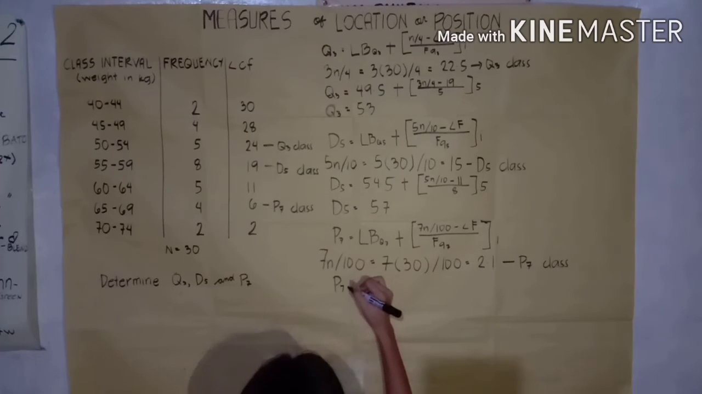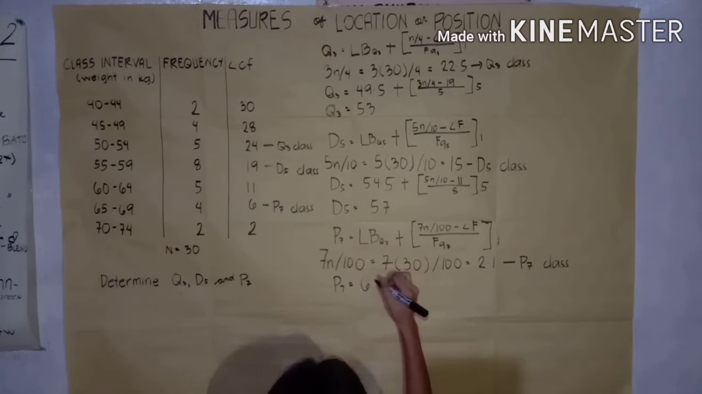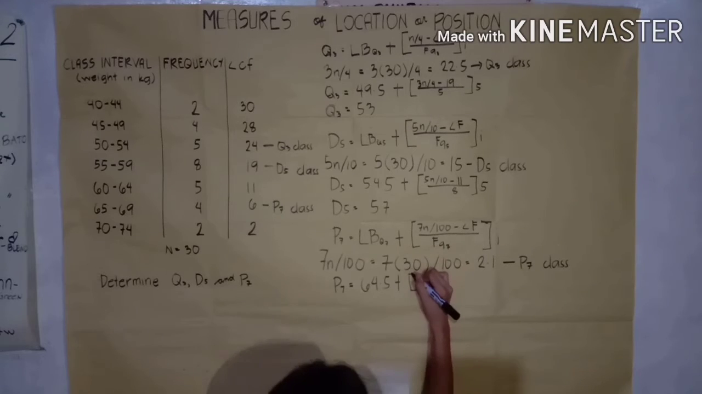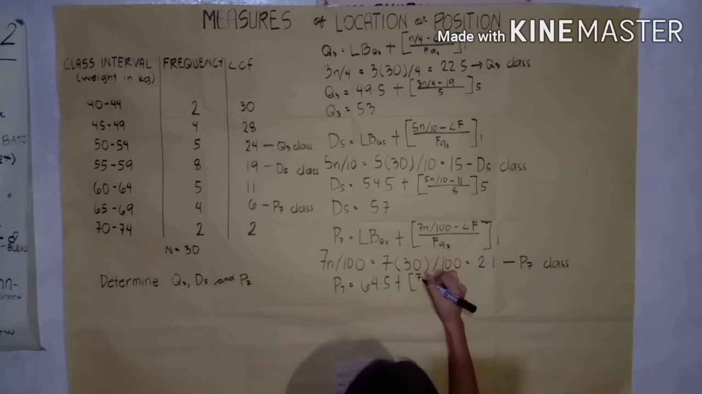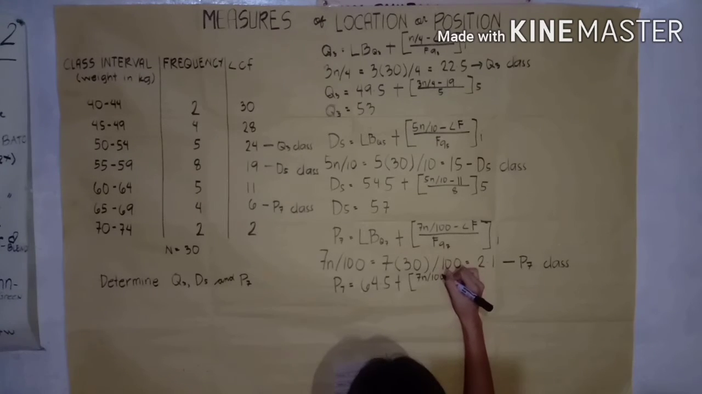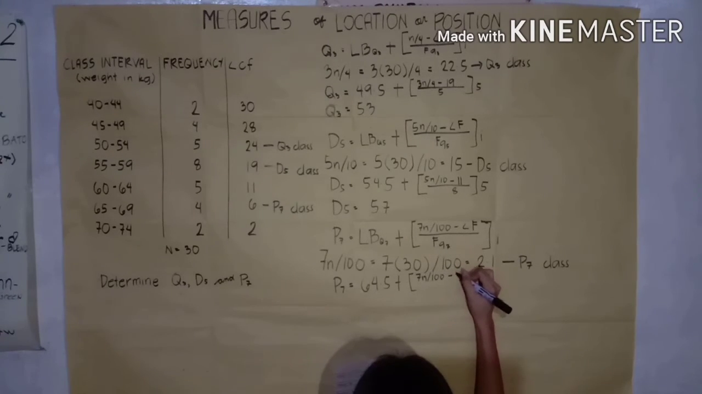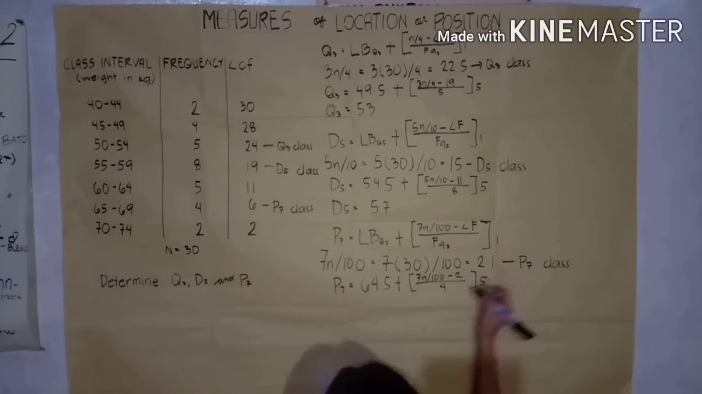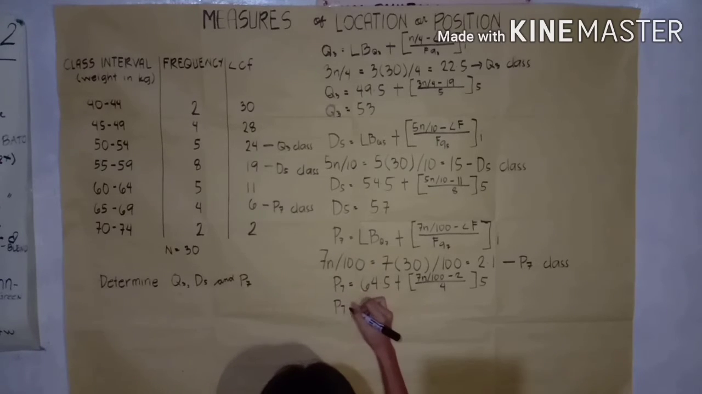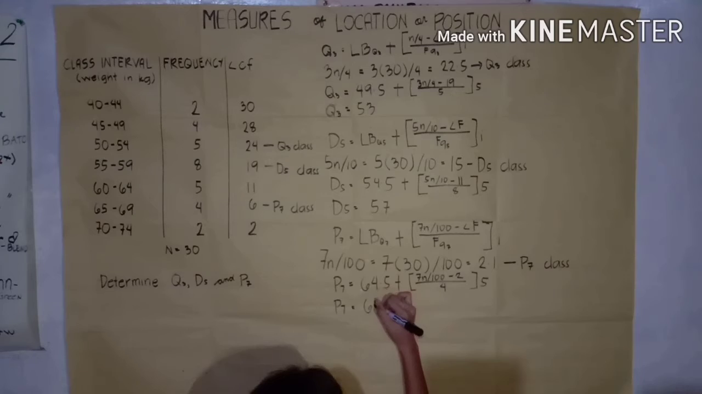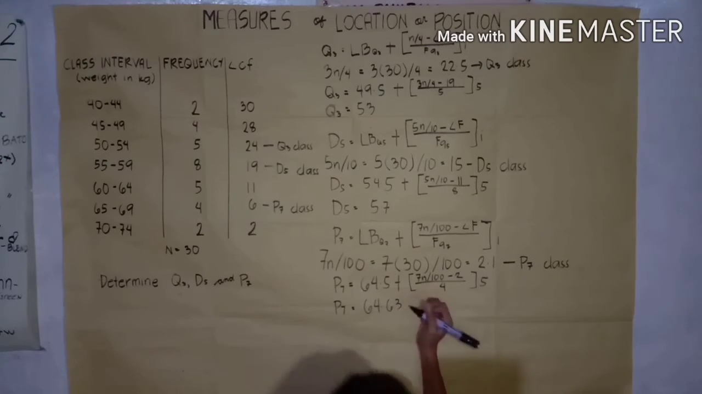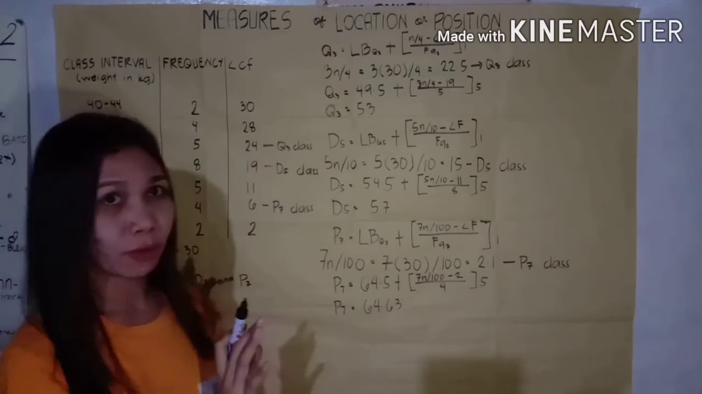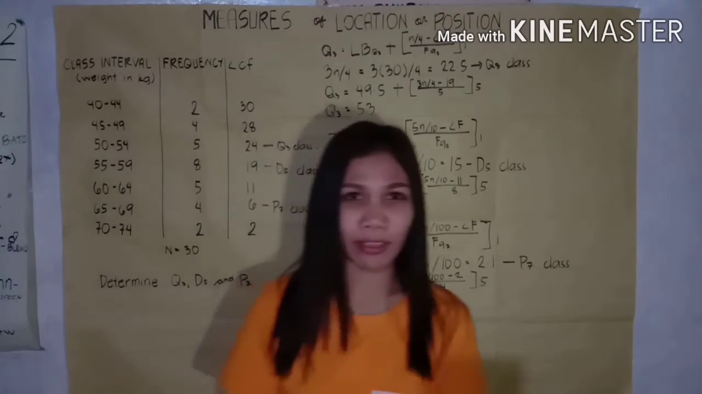Then let's continue. P7 is equal to 64.5 plus 7n divided by 100 minus 2 divided by 4 multiplied by 5. So P7 is equal to 64.63. So this is how we compute measures of location or position. So that's all. Thank you.